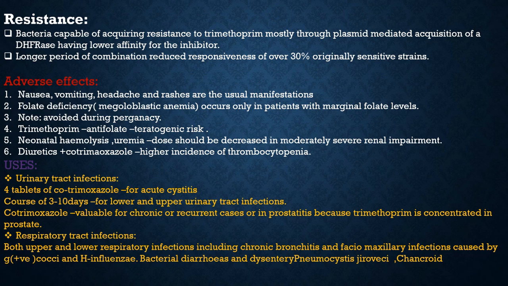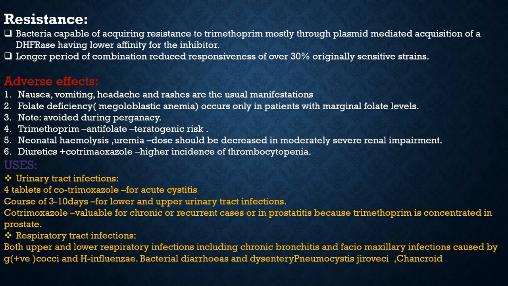Then we go to the adverse effects. Nausea, vomiting, headache and rashes are the usual adverse effects of co-trimoxazole. Folate deficiency and megaloblastic anemia occur only in patients with marginal folate levels. Note, it should be avoided during pregnancy. Trimethoprim is an antifolate, which is a teratogenic risk. Neonatal hemolysis can occur. The dose should be reduced moderately in severe renal impairment.